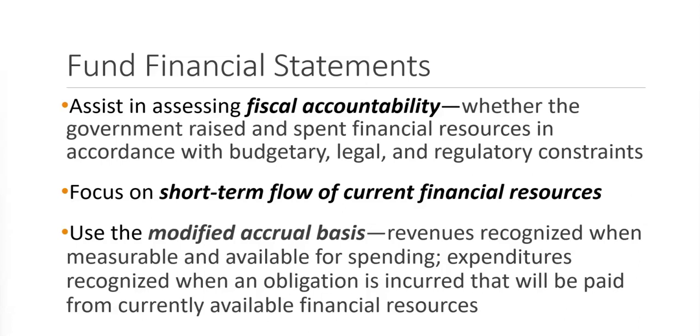When we start getting into the examples and the journal entries, then we're going to start seeing this modified accrual basis of accounting. So where we have revenues and expenditures and how governments record journal entries for those items. It is significantly a different process than what you do in a business, and so it does take some getting used to that modified accrual basis of accounting.